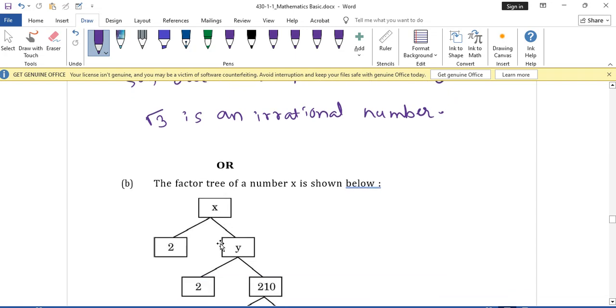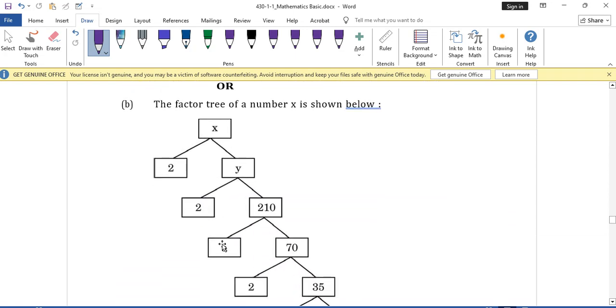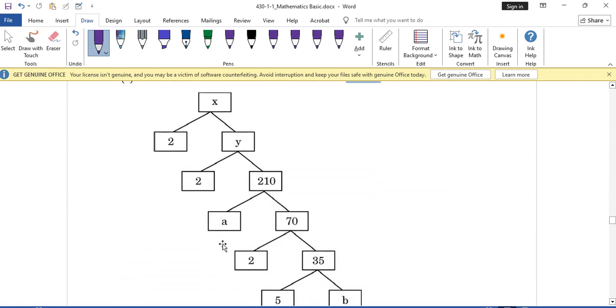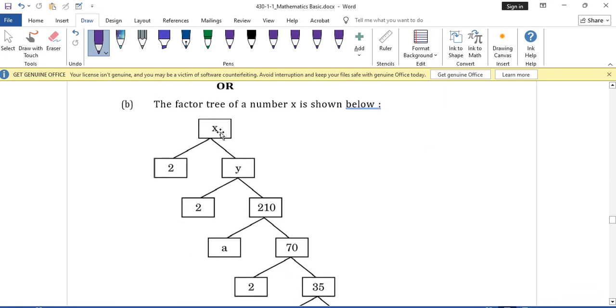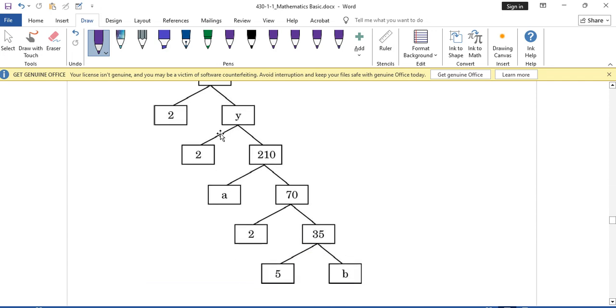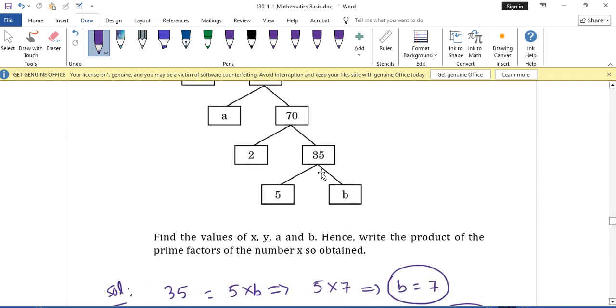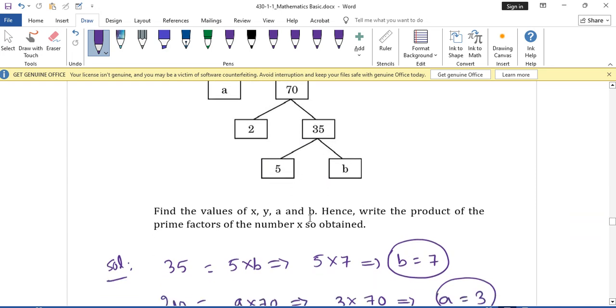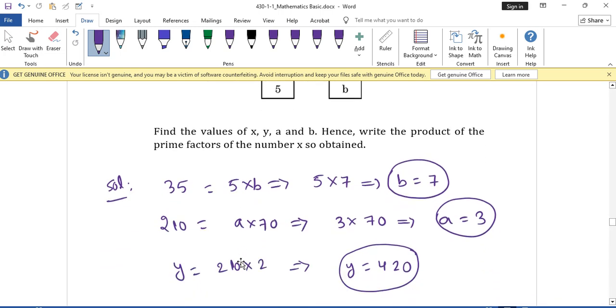Next question. Here the given factor tree. Find the x, y, a and b values, and find the x value using the prime factorization method. See here, 35 is equal to 5b, so we can write 35 is equal to 5 into b. 5 into 7 we can write as 35. So the 5 into 7 means b value is 7.